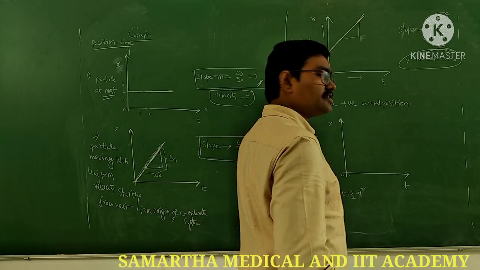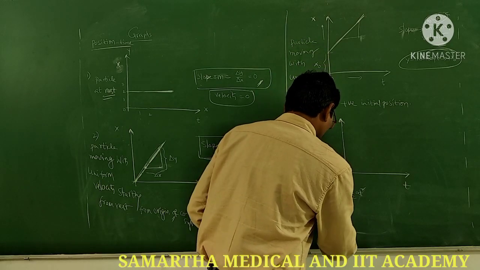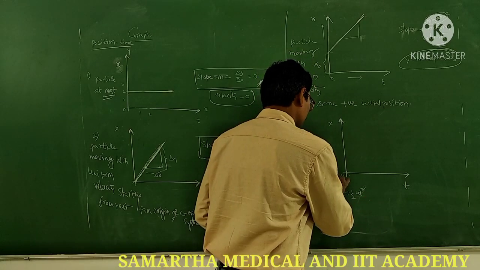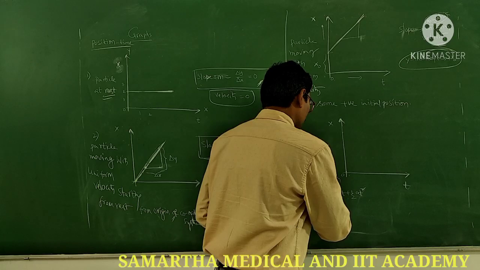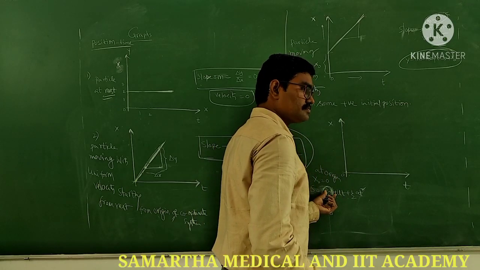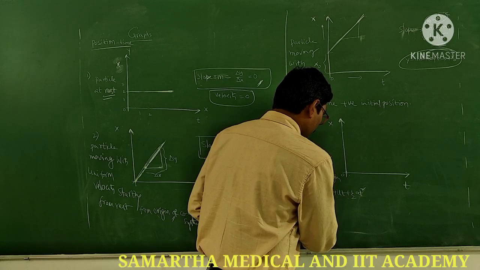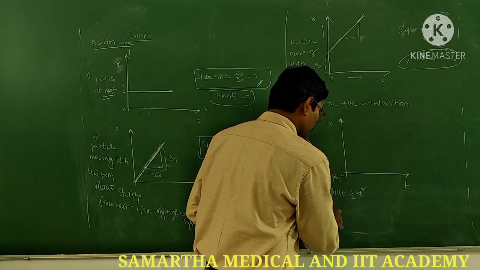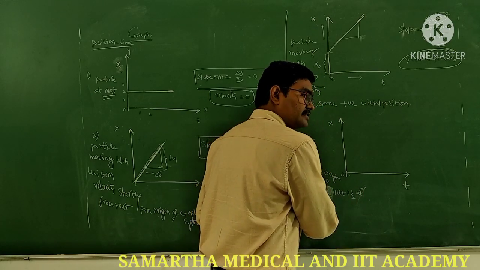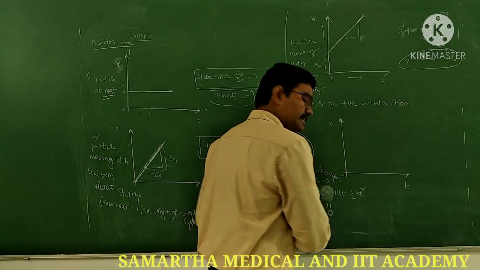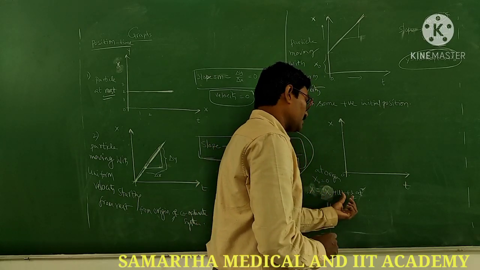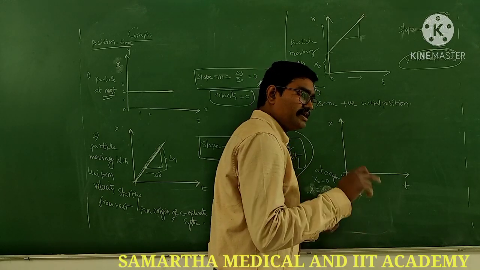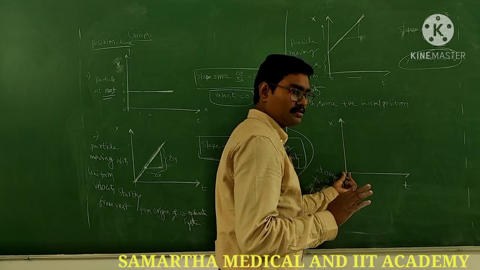Okay. Suppose the particle is started from the origin, then this term will become 0. At the origin, x naught equal to 0. Okay? So that is what you can say. X equal to x naught plus ut plus half a t square. X naught is 0 initially. So S only I am writing like x. Now x naught is 0 at time t equal to 0. It means the particle is started from the origin. That is the meaning. Okay.